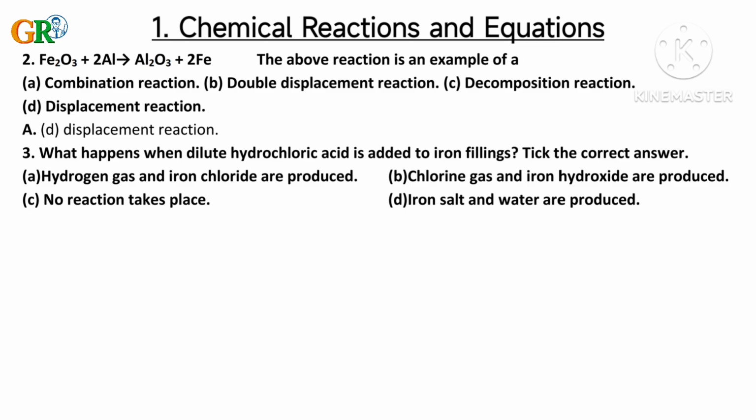Let us see the third question. What happens when dilute hydrochloric acid is added to iron filings? Tick the correct answer. Options: A. Hydrogen gas and iron chloride are produced. B. Chlorine gas and iron hydroxide are produced. C. No reaction takes place. And D. Iron salt and water are produced.